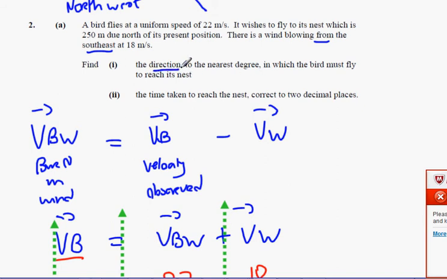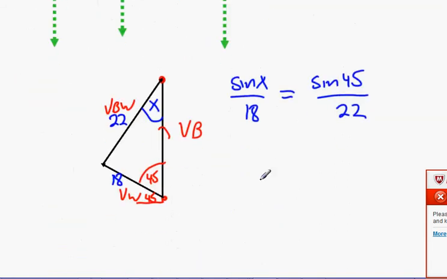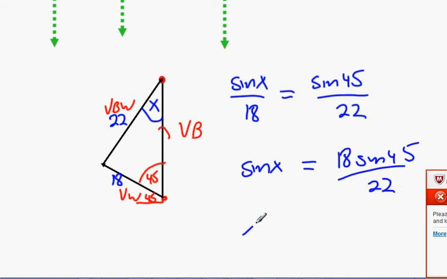Now just reread the language for a second. The direction, not directions. One answer, not 2. Now let me explain why I'm thinking that. Sine x equals, can anybody get 18 sine 45 over 22 for me? And sine inverse, just sine inverse that for me. What is it? 35.35?